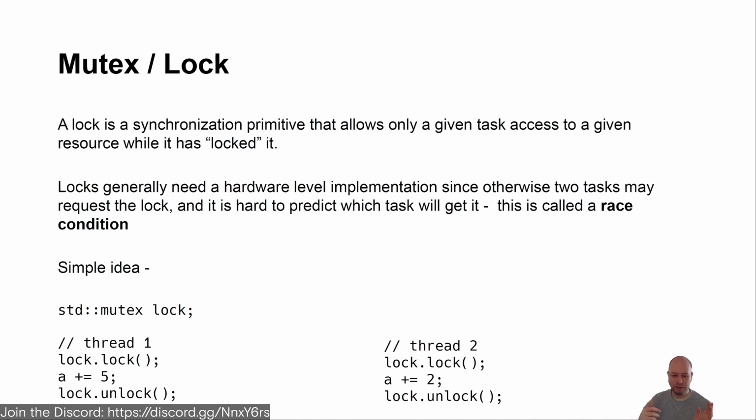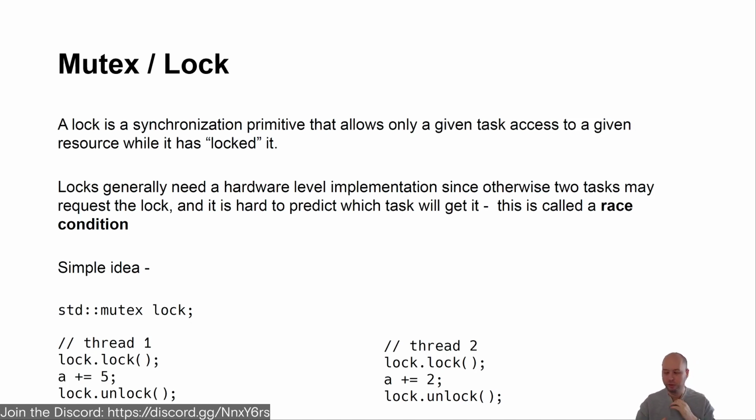Because if thread 1 gets the lock, A is now equal to 5, and it unlocks. Thread 2 has been waiting, and now it gets to execute its code, and A is going to be equal to 7. So you don't have that situation where A may be a number of different values based on what memory we read at what particular time.